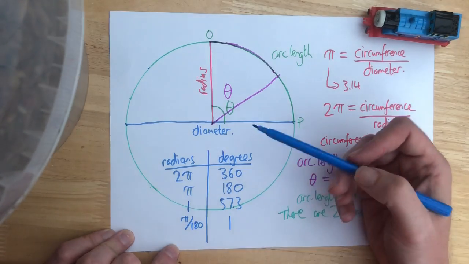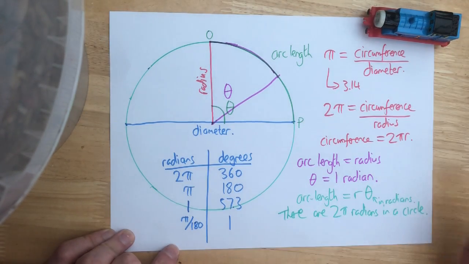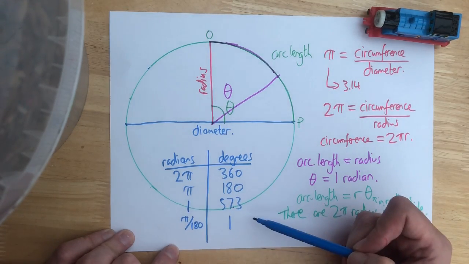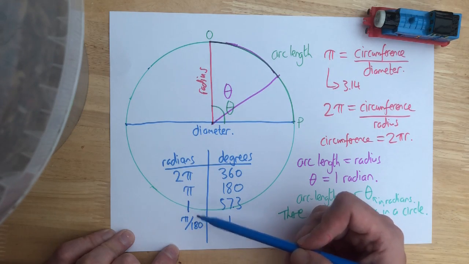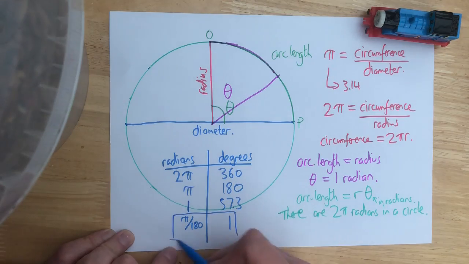Being able to do that conversion is important, because if you're given an angle in degrees, which sometimes they will do to try and trip you up, you convert it by taking your angle in degrees and multiplying it by pi divided by 180. That is a key conversion factor you will need.